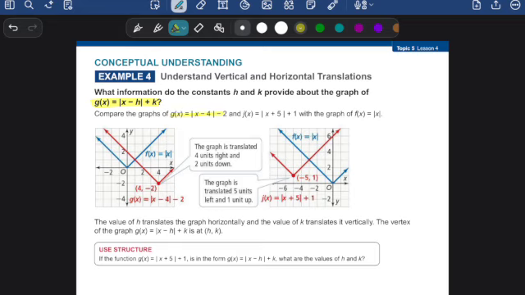G of x, we have a change inside the parentheses. So first what we did was we moved it to the right 4, and then we moved it down 2. So the vertex goes from 0, 0, moves to the right 4 and down 2. Here's our new vertex. Notice how they wrote it. The vertex is 4, -2. Inside the parentheses is the opposite of 4. So that's what vertex form tells us.